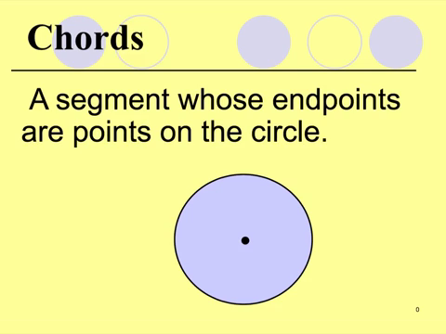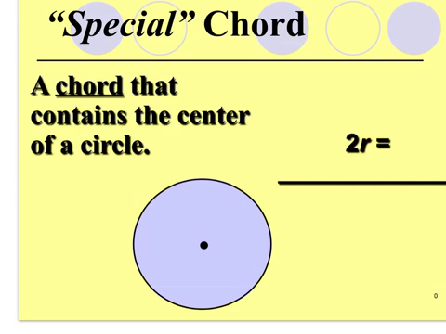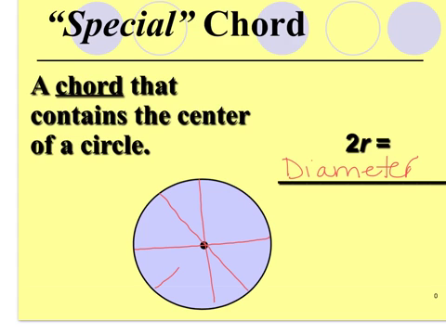Now we have something called chords, and that is a line segment whose endpoints are points on the circle. So we can just draw a line anywhere in the circle, and we call them chords, as long as the two endpoints are on the circle. We also have a chord that's special, that contains the center of the circle. If we have a chord that contains the center of the circle, we call that the diameter, which is double the radius. And diameters of the same circle are all equal or have equal length.